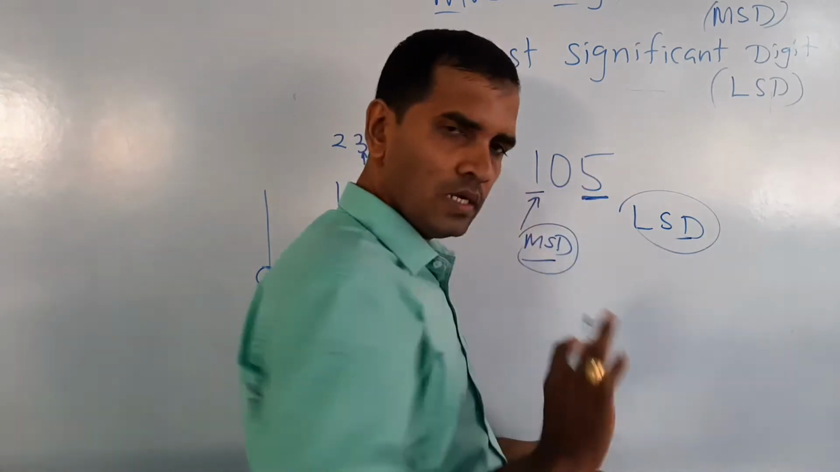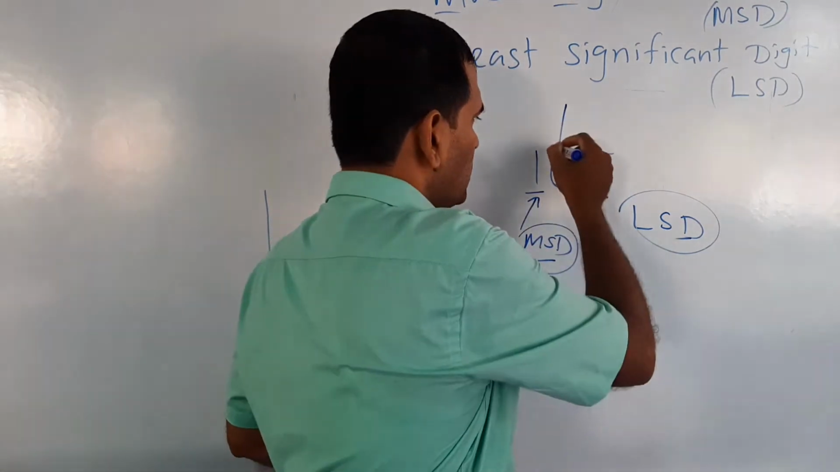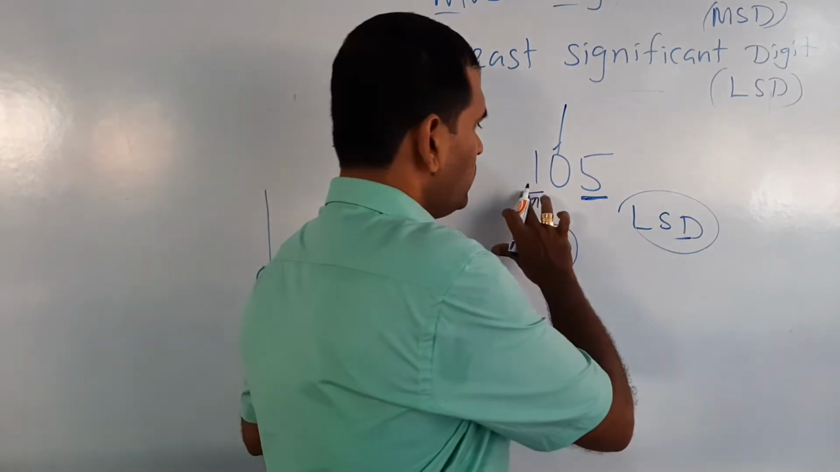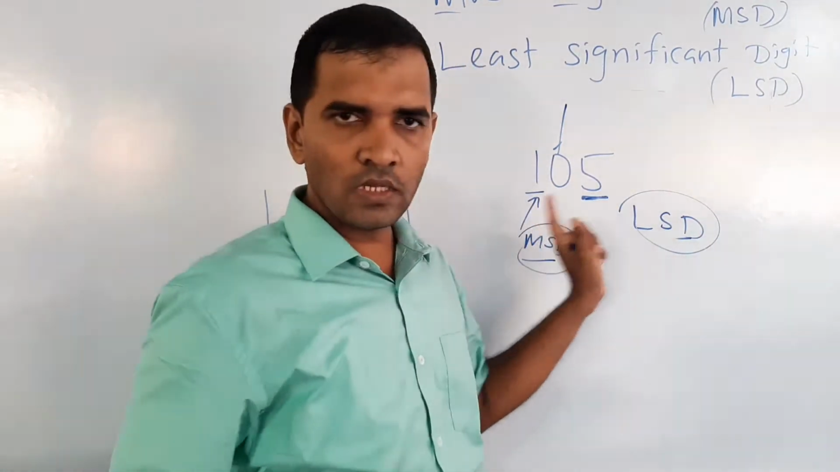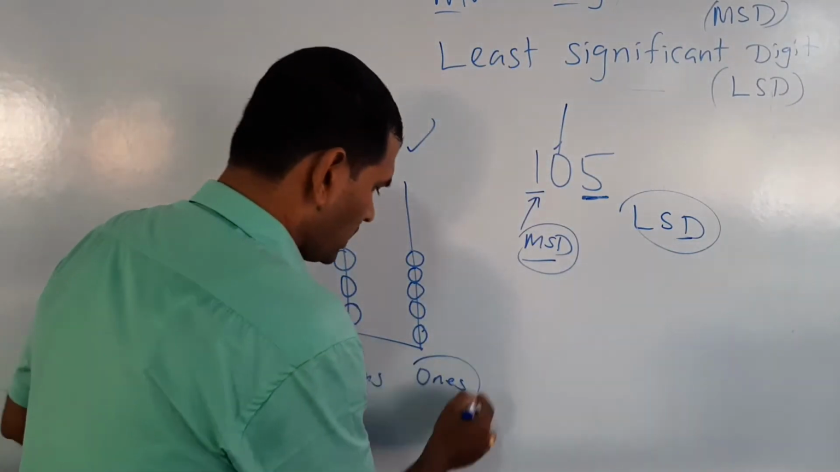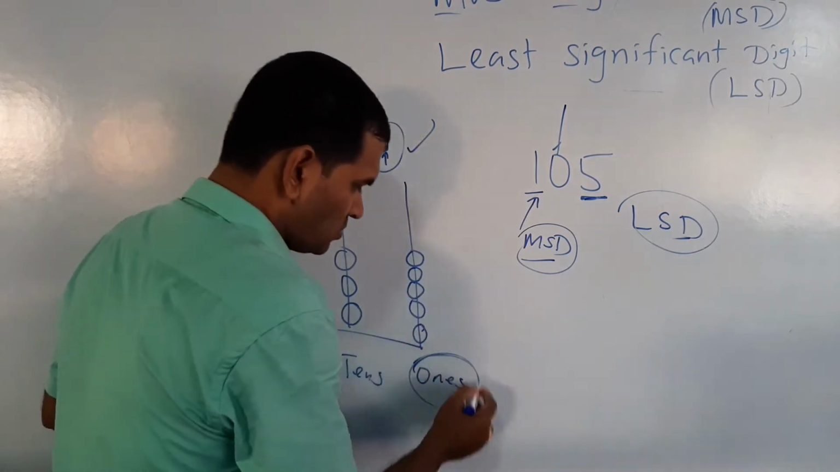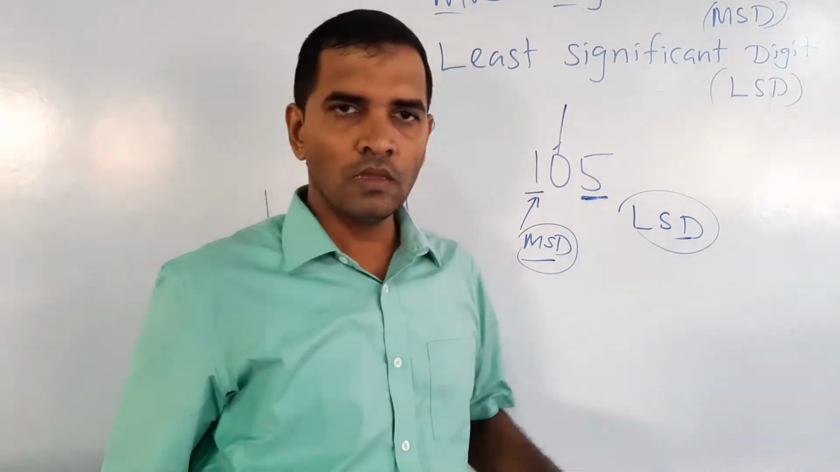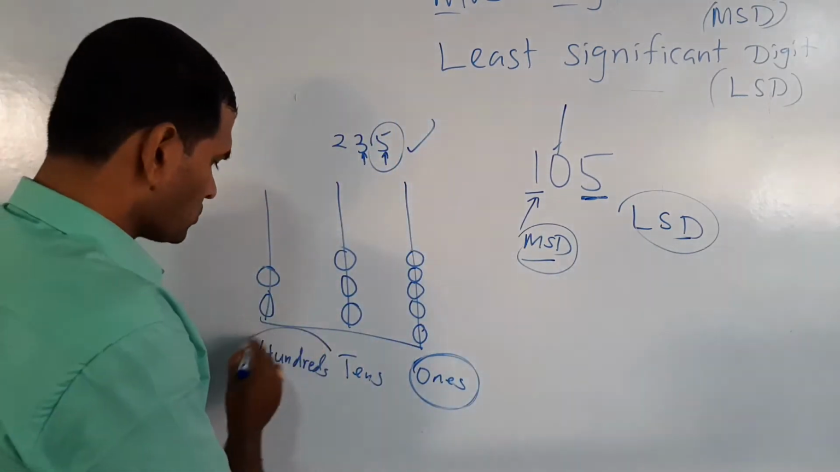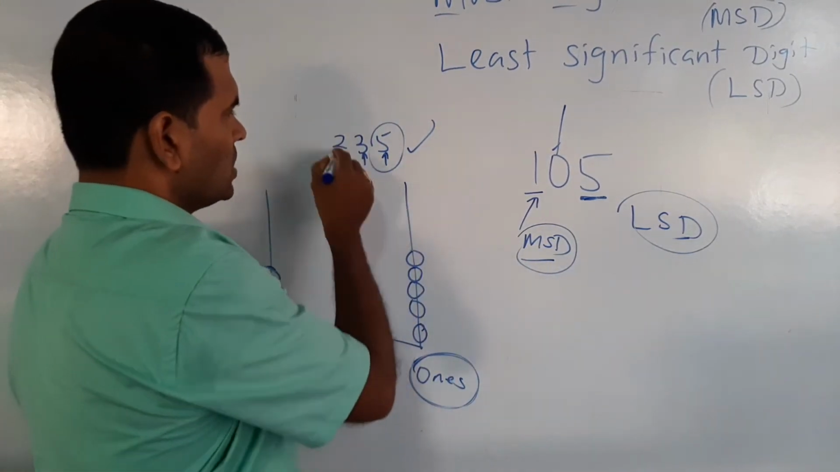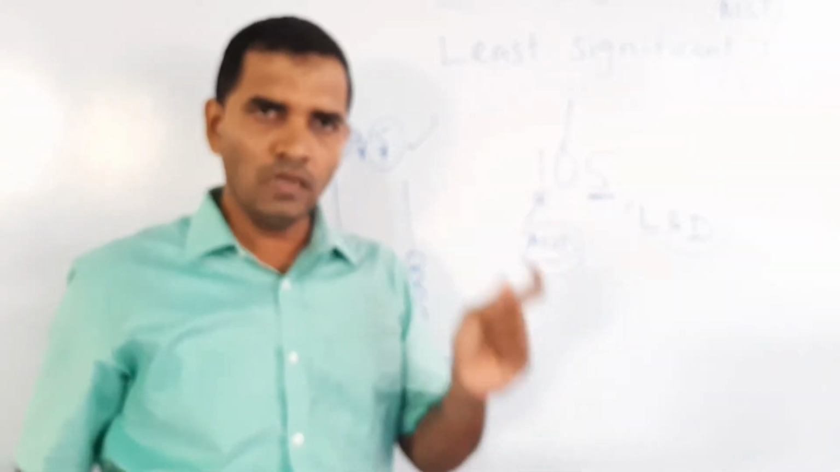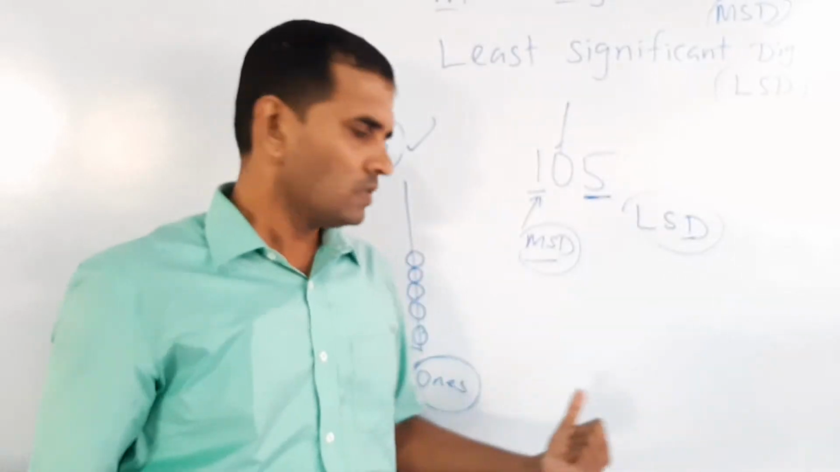Yes, all of them are digits, except the middle one. We ignore the middle one, but we gave special names for the remaining two digits. LSD, because look at them, these are ones. According to this example, ones are LSD, and ones are smaller than the other values. Look at the MSD. According to this example, MSD is in hundreds. So hundreds are always higher than ones.